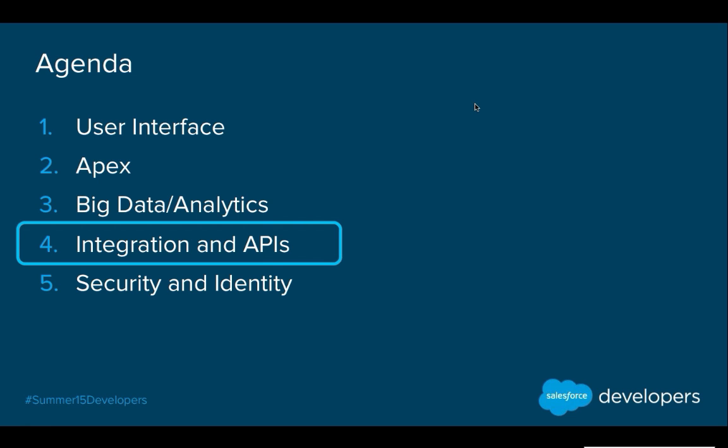All right, so we've talked about big data, we've talked about doing things on the back end and front end. Peter, why don't you tell us a little bit about integration and what's new around APIs?